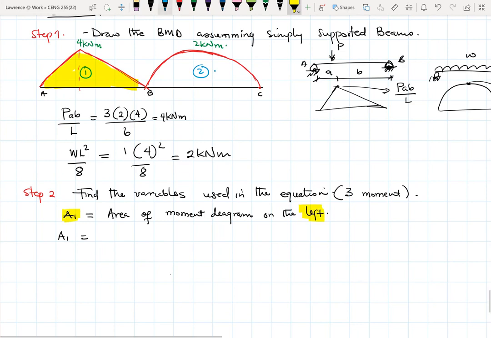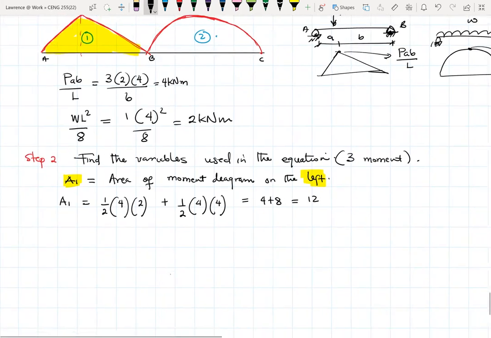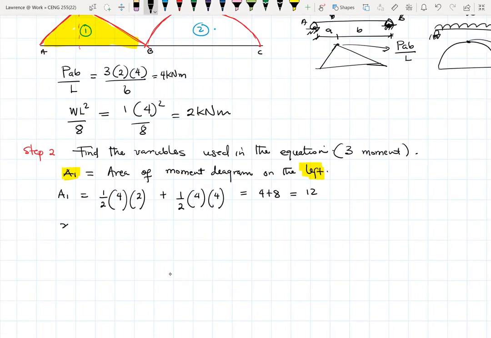Okay. So A1 will be half times 4 times 2, plus half of 4, where 4 is the height, times a base of 4. So this will give me a total area of 4 plus 8, and that'll be 12. Now let's find the x1.